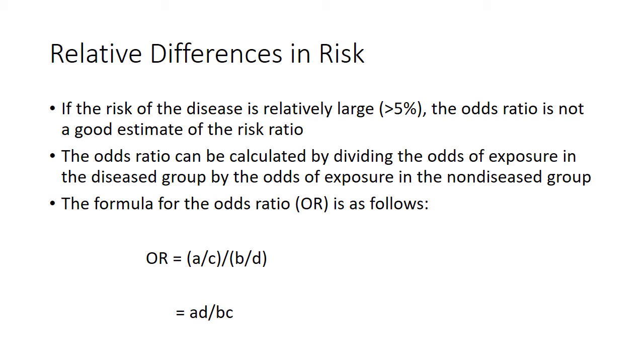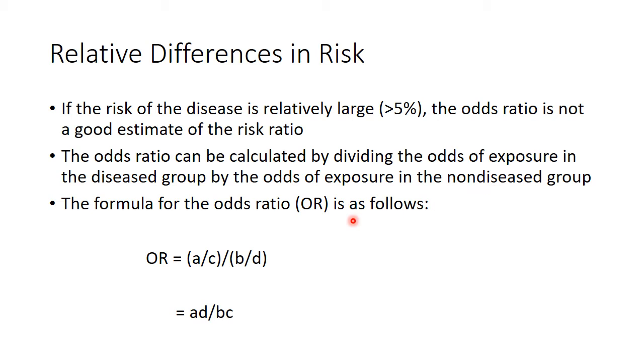When we're developing odds ratios, we can calculate it by dividing the odds of exposure in the disease group by the odds of exposure in the non-disease group. Remember, when we're doing these case control studies, we're looking at people who already have the disease and matching them with people who do not have the disease. Then you're looking backwards to see what the odds were of those people having an exposure to a vaccine or to a high-fat diet or whatever it happens to be.